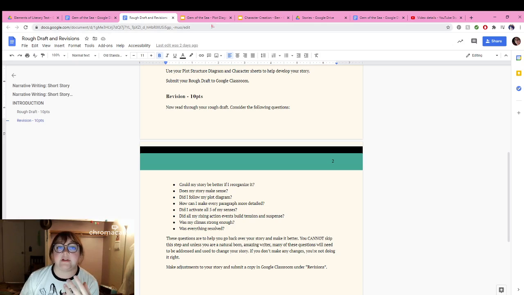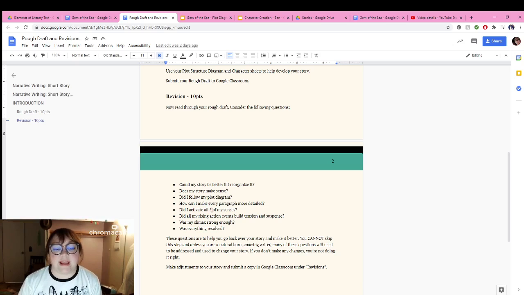Once again, like I said, I'm going to be writing about how they get to the cabin or the beach house, how they're going to play games and get to know each other. I'm going to follow that plot diagram. How can I make every paragraph more detailed? This is really, really important.